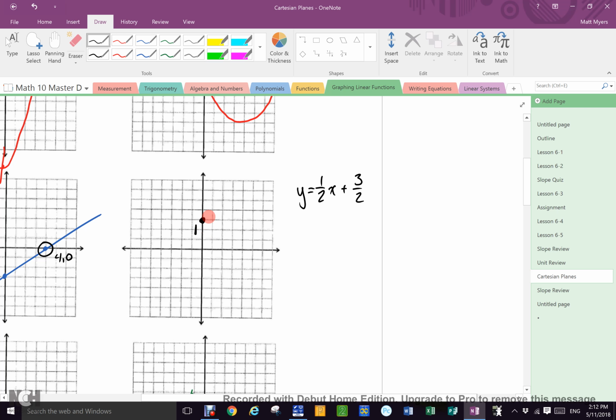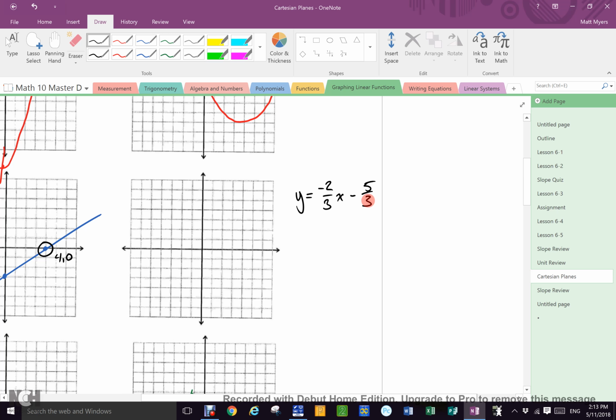Now, can I go up 1, right 2? Up 1, right 2 is positive, correct? Down 1, left 2 is still positive, correct? There's my line. Is everybody good? Okay. What if I gave you this one? Y equaled negative 2/3 x minus 5/3.